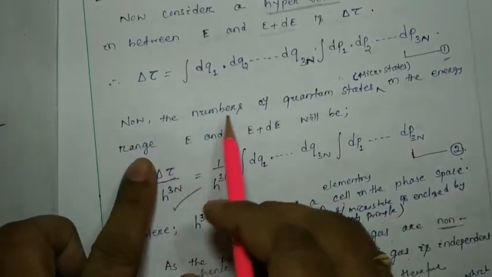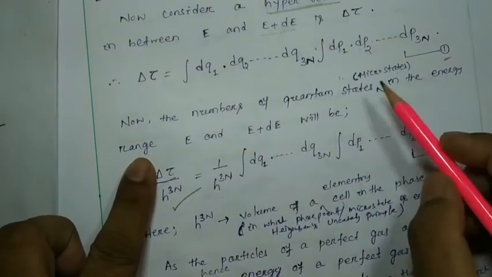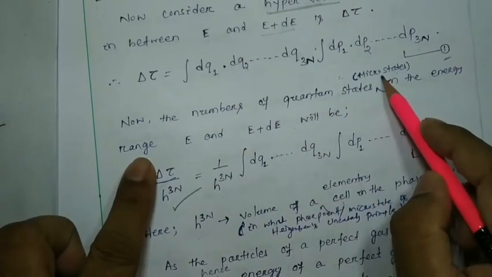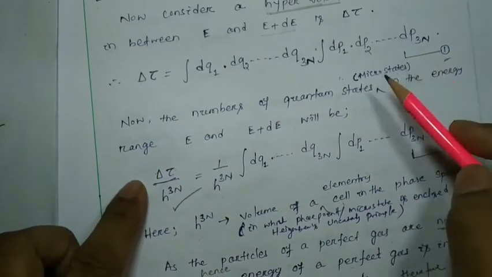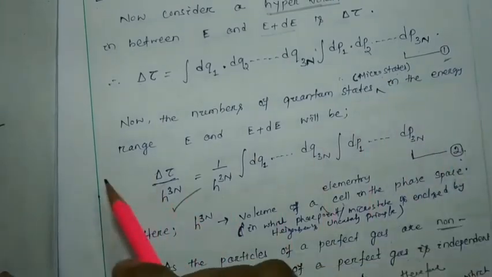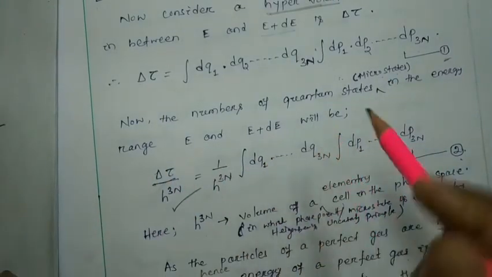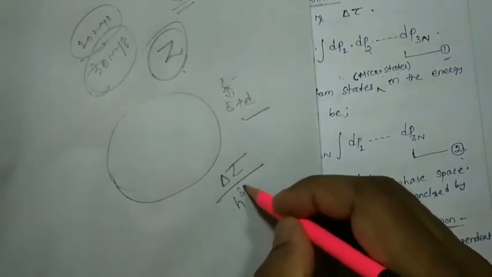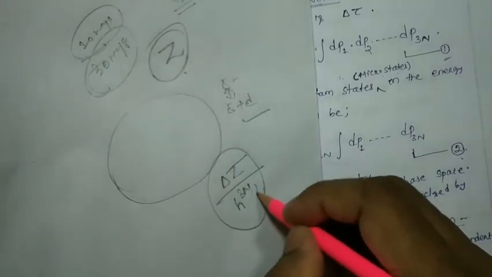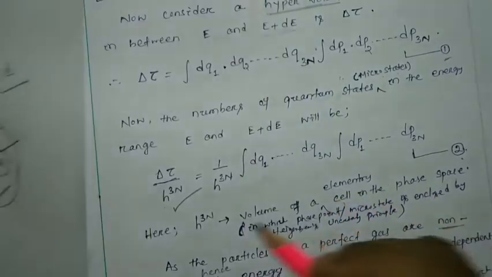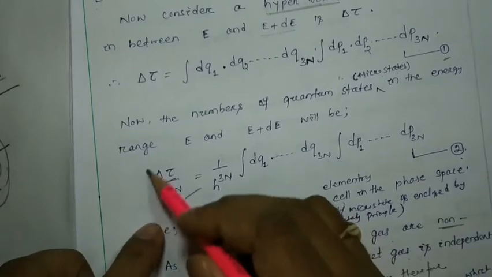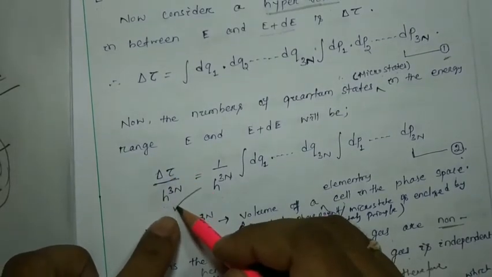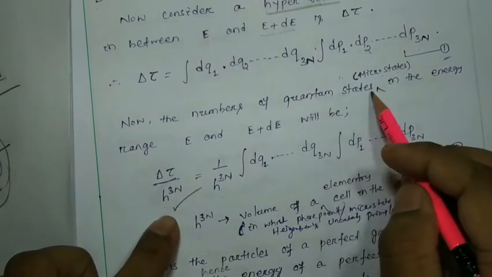Number of quantum states, the second line says: number of quantum states or microstates or energy levels in the energy range E and E plus delta E will be how much? Del tau by h to the power 3n, where n is the total number of particles. Clear? So this represents what? The number of quantum states.